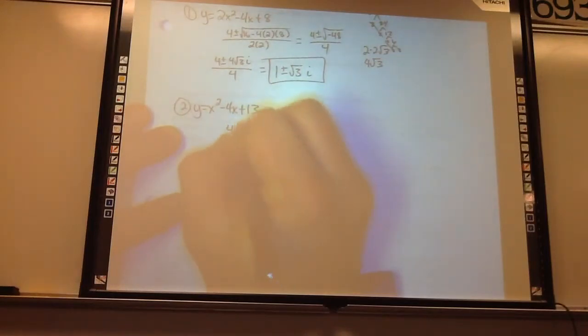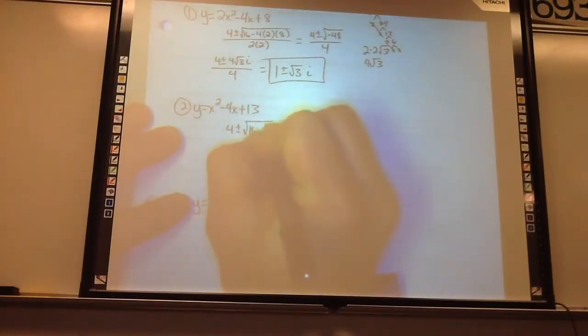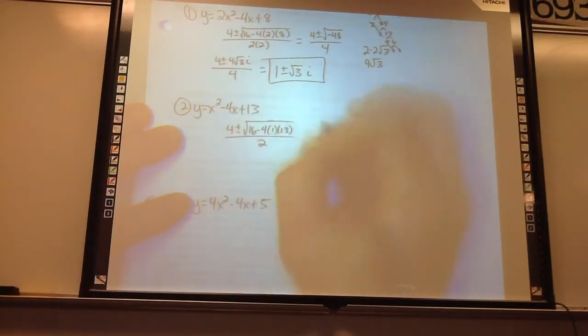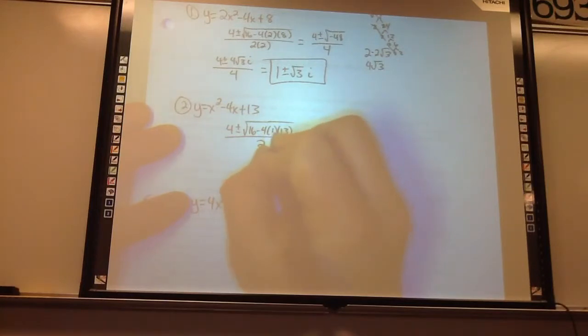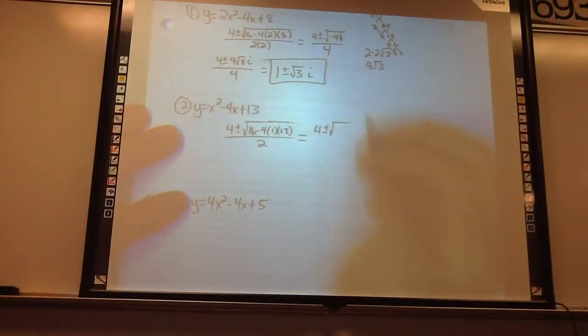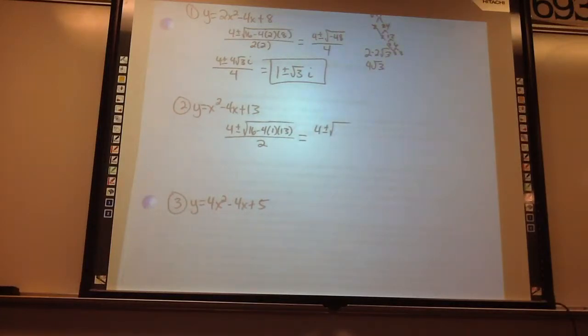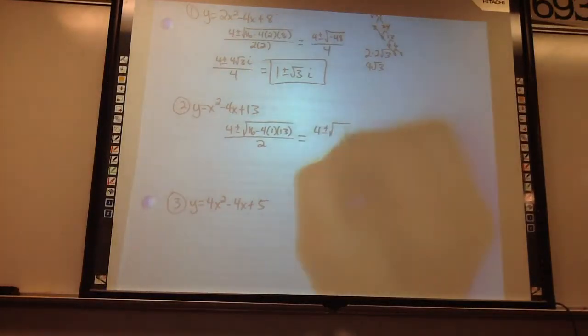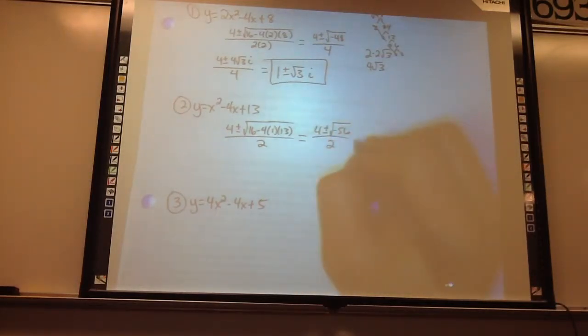Negative b plus or minus the square root of b squared minus 4ac. 4 plus or minus the square root. 4 times 1 is 4. 4 times 13 is 72. 16 minus 72, negative 56, over 2.